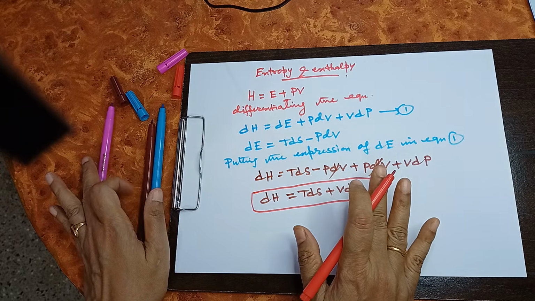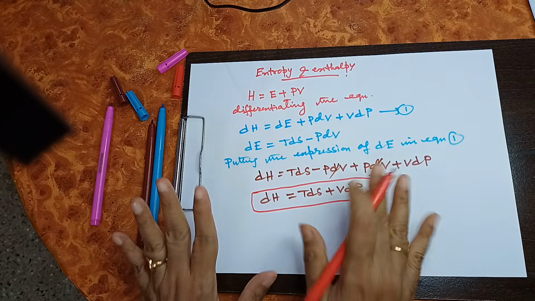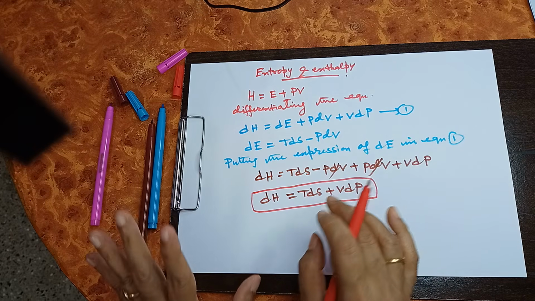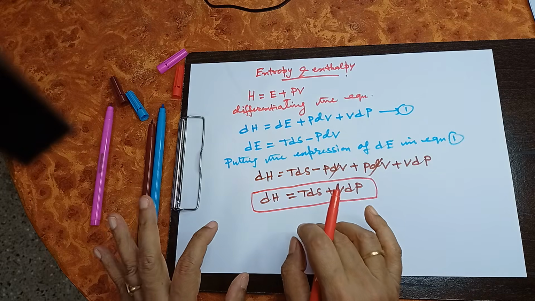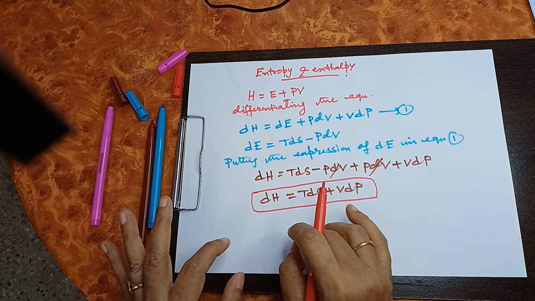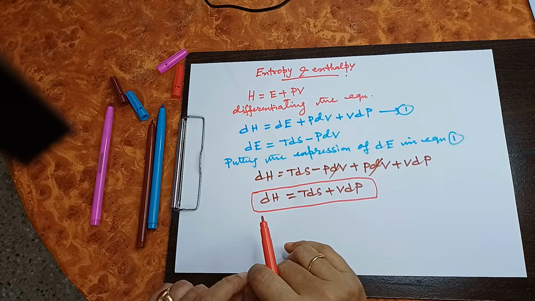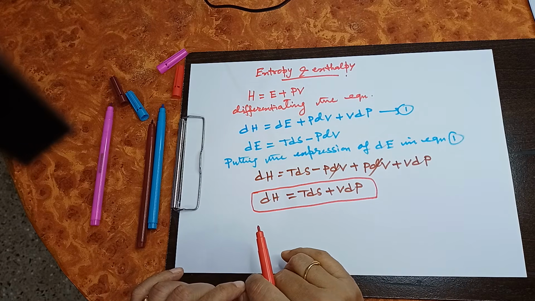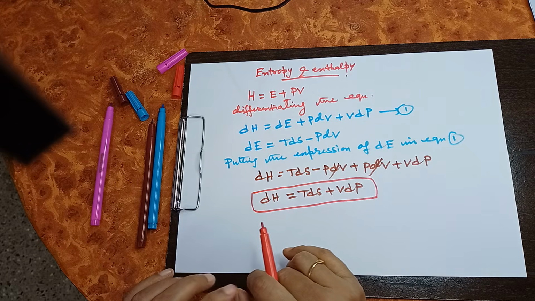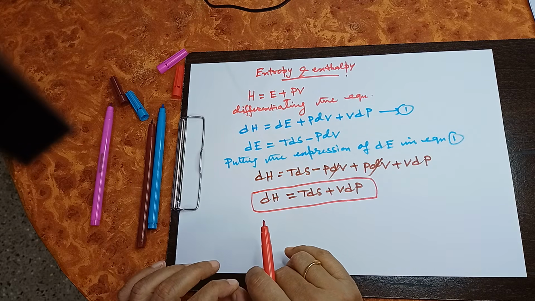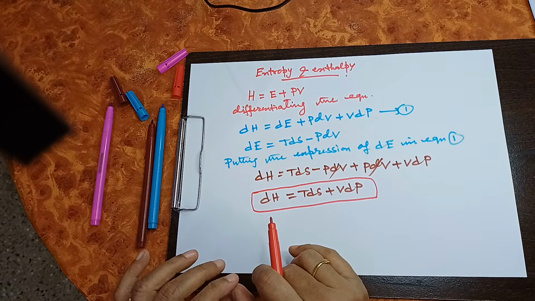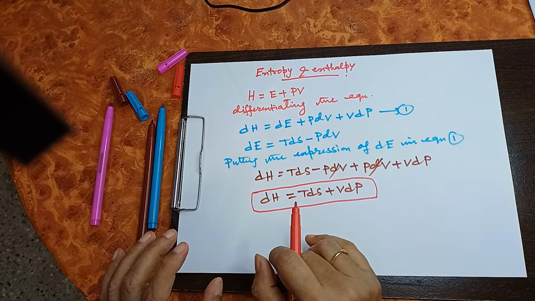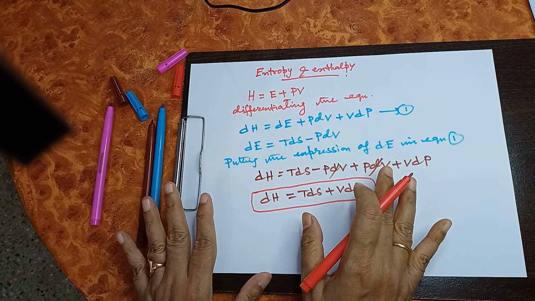So we have discussed 3 topics today. We have proved that entropy is a state function. That means entropy change depends on the initial and final state, not on the path. And we have derived the relation between entropy and internal energy as well as entropy and enthalpy. In my next video, I will discuss the entropy change in different processes. So, we have come to the end. Thank you.